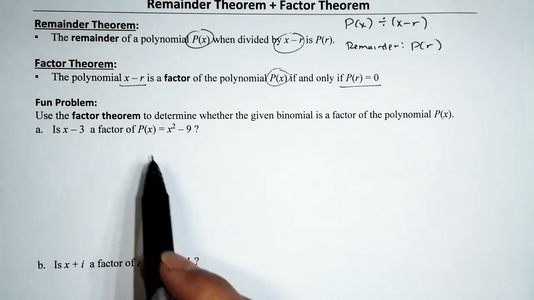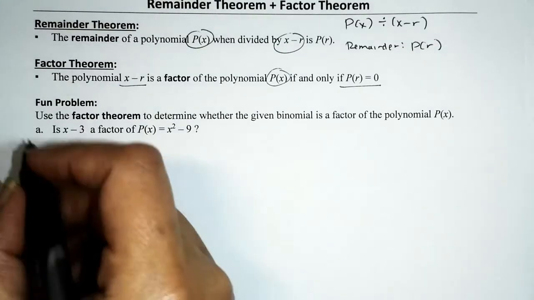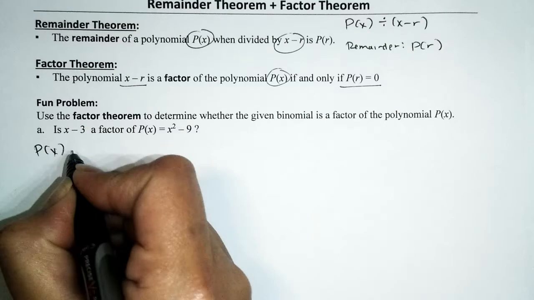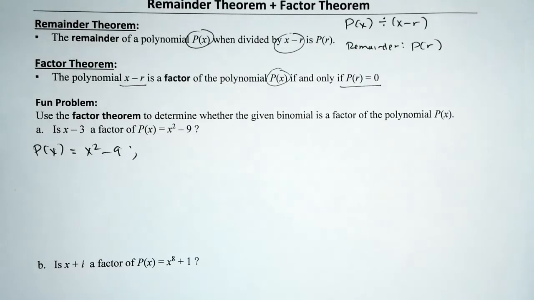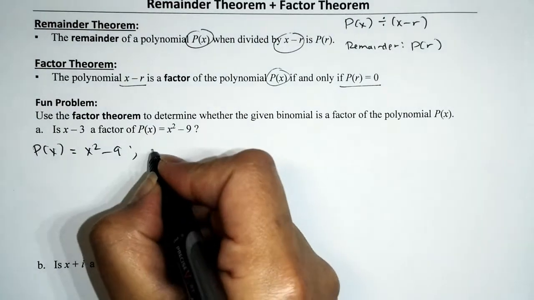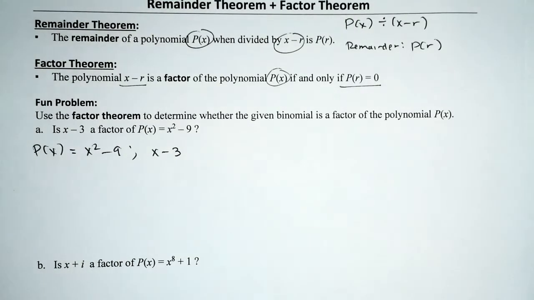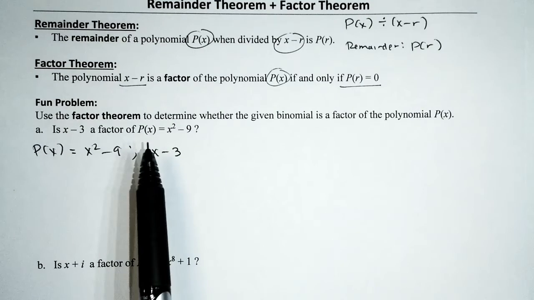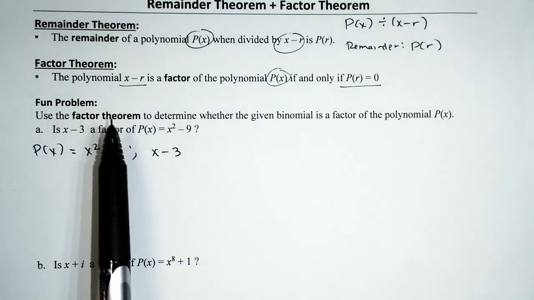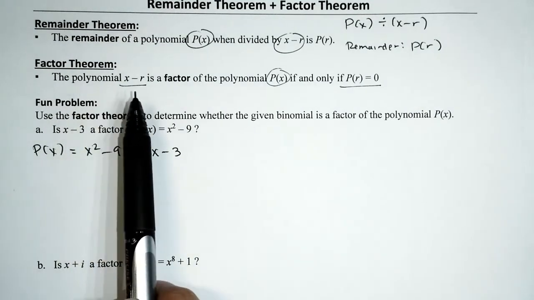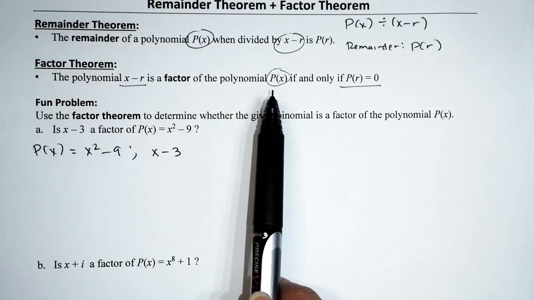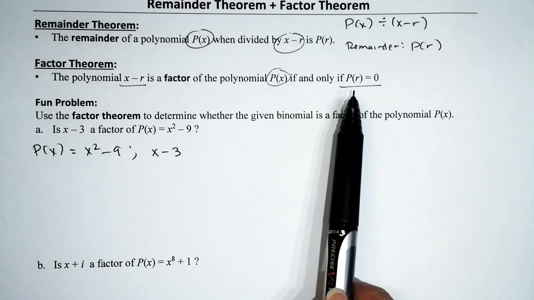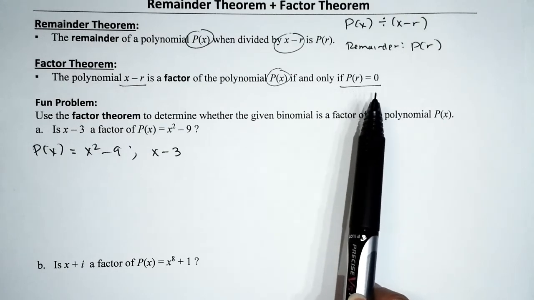Okay, so let me just go ahead and start by writing the polynomial. So we have p of x equals x squared minus 9. And I want to know, is x minus 3 a factor? Alright, so how does this factor theorem work? It says the polynomial x minus r is a factor of the polynomial p of x if and only if p of r equals 0. Okay, I didn't get it either.